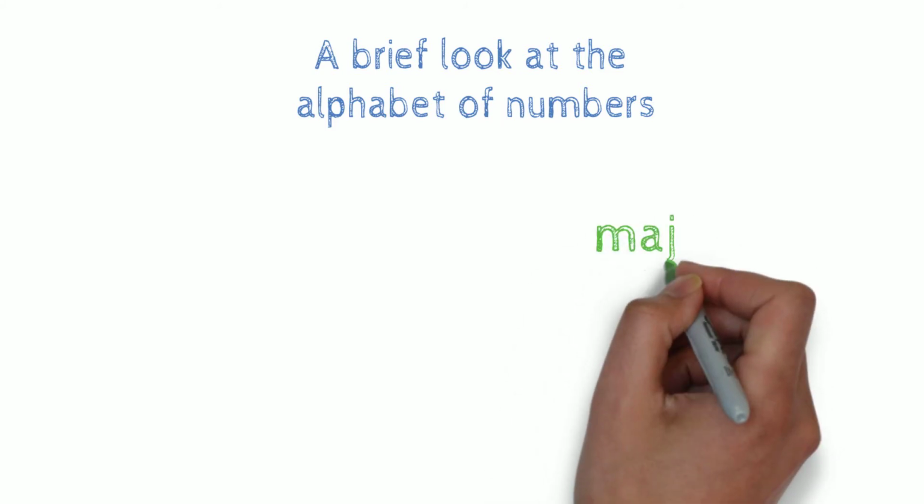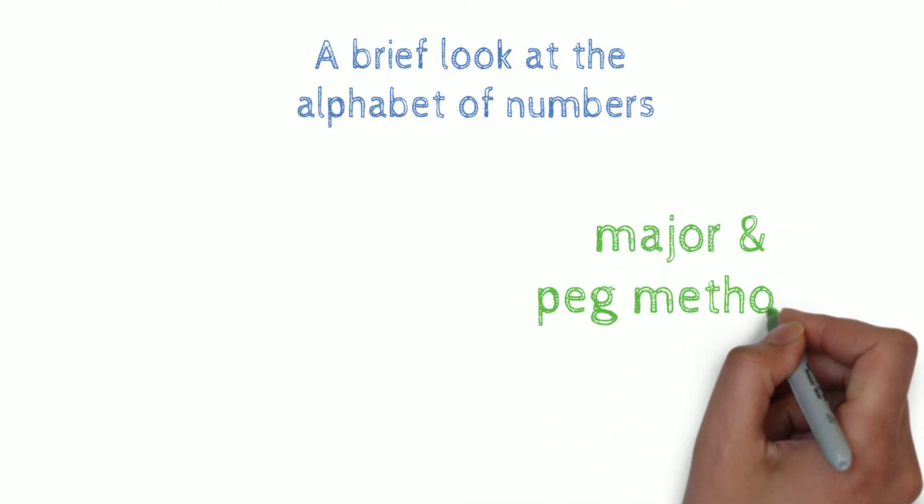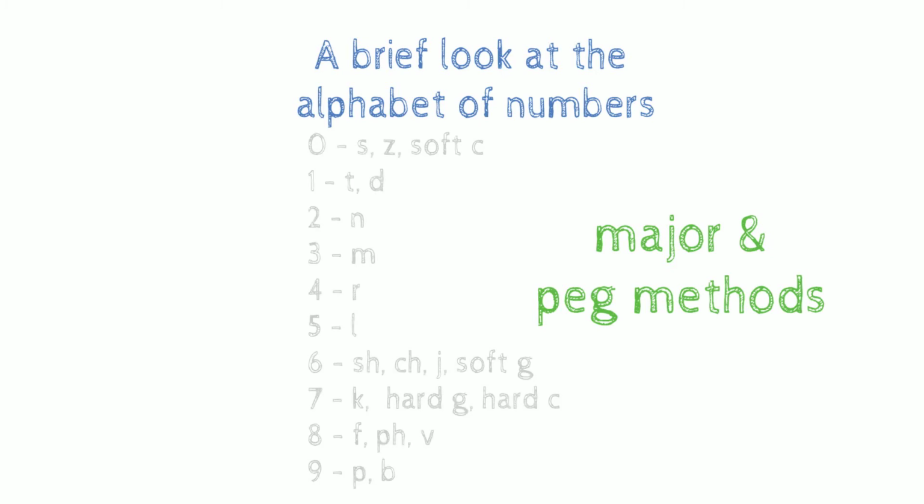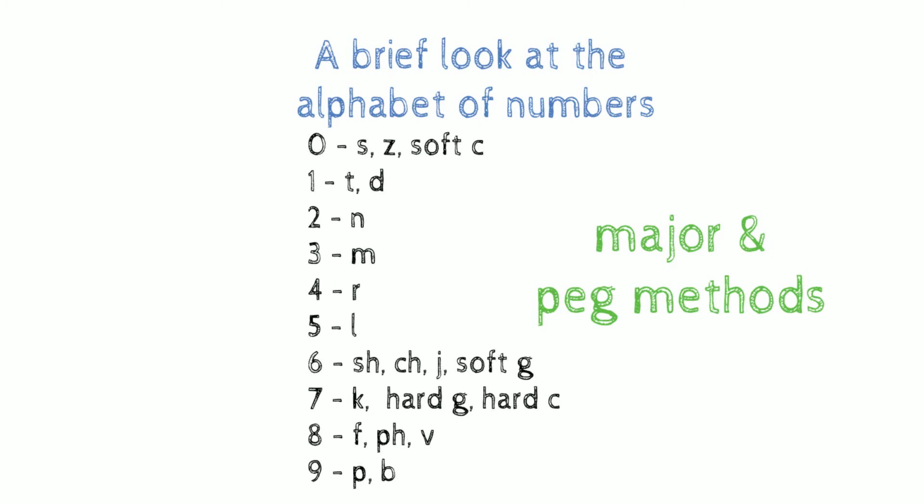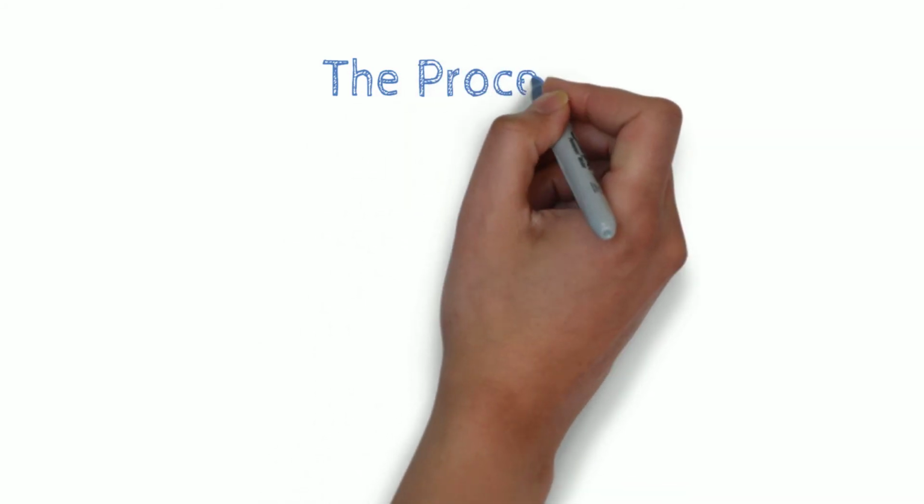Back in part 3, I introduced the measure and peg methods of memory. I highly recommend you watch this video because it explains the alphabet of numbers in greater detail. In this video, we'll focus more on numbers 20 to 29 by creating memorable peg words for each of them. Let me show you how it's done.